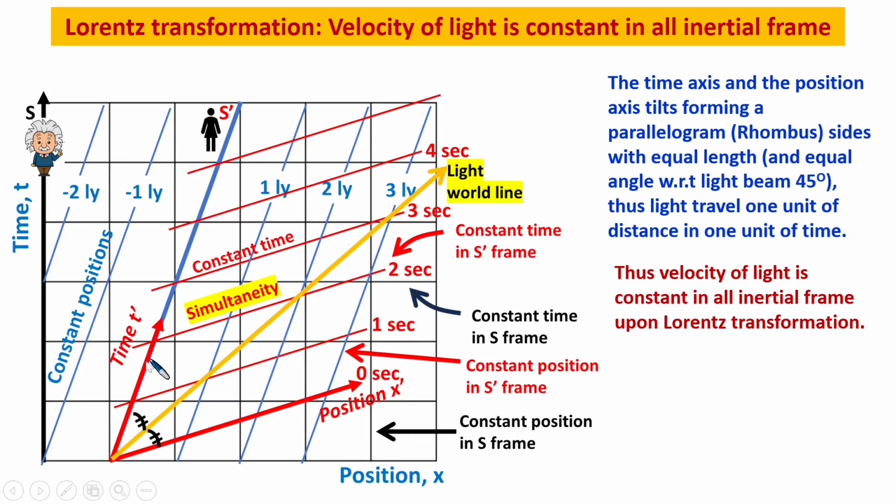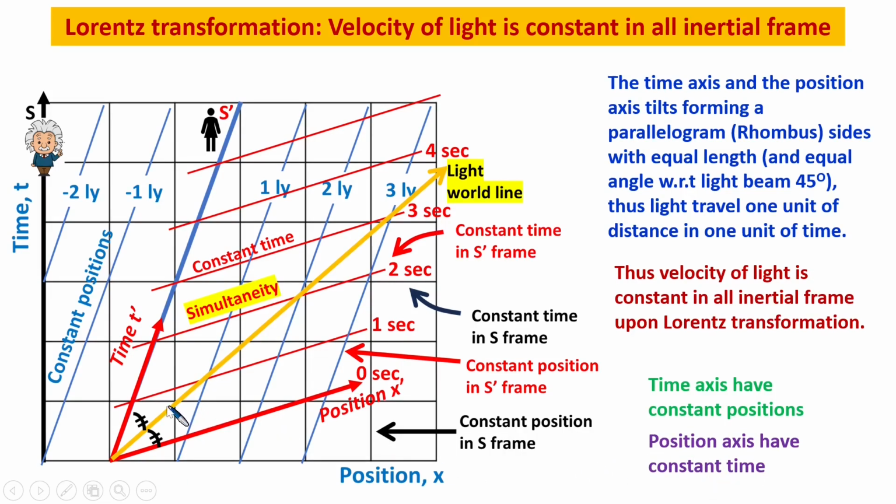So as the speed increases, this slope will tilt towards the world line of the light. Similarly, this angle has to be always the same. The time axis will have constant positions. So this is a constant position here. All these positions are the same. And similarly, the position axis will have constant time. That is, all these values of positions will have the same time.